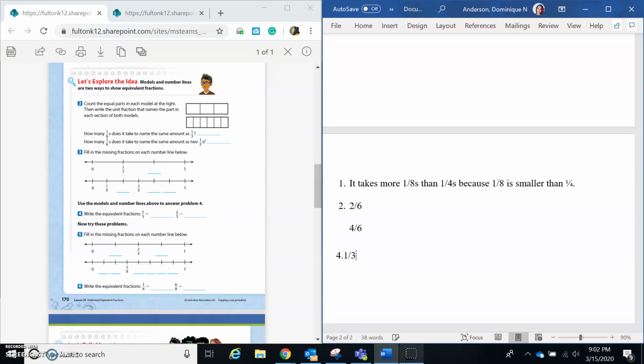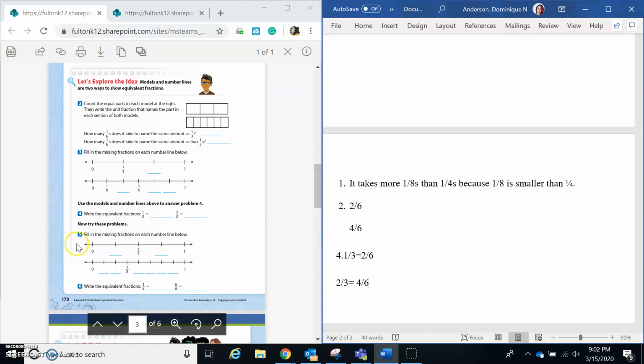So we have 1/3. So if 1/3 is right here, what fraction is right below it? 2/6. So 2/6 is equal to 1/3. Now we have 2/3. Here's our 2/3 because we already have it labeled. And if I go straight down, what fraction is right here? 4/6. And remember, these are equivalent because they are at the same point on the number line.